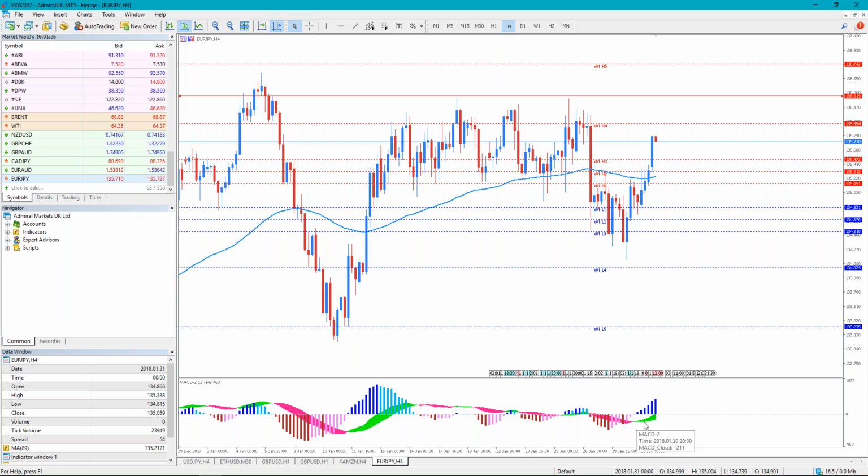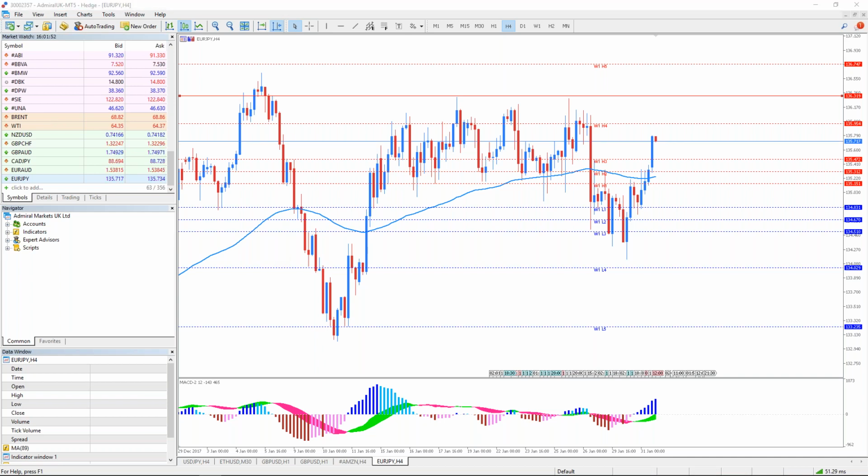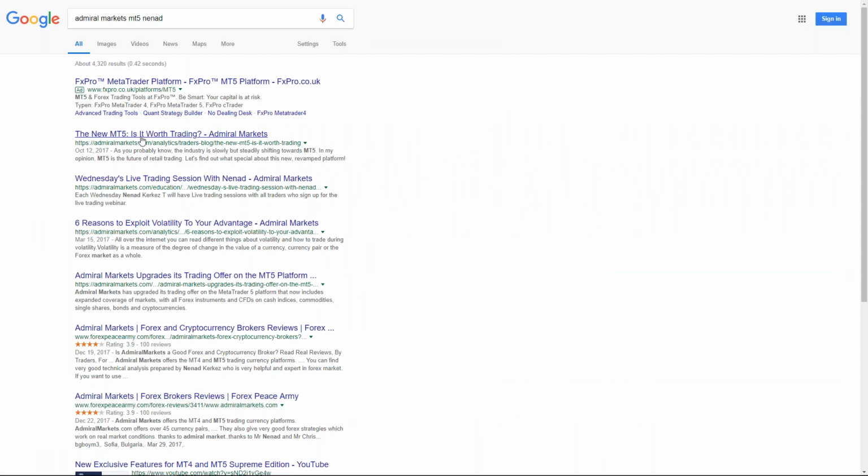But this MACD is also good, the MACD 2 line. But as you know, guys, I have my own indicators and I use them extensively. The difference between MT5 and MT4: I already did a blog on MT5, and you can read my blog here. I will give you the link. Admiral Markets MT5. Maybe you just need to enter Nenad on Google and it should display. Yeah, you see the new MT5.